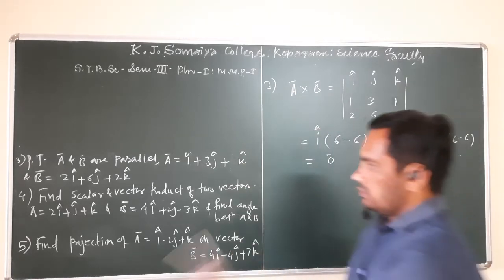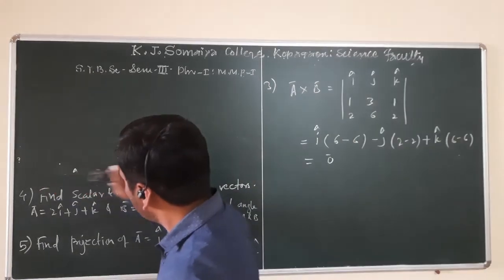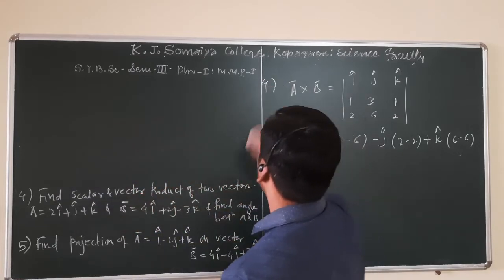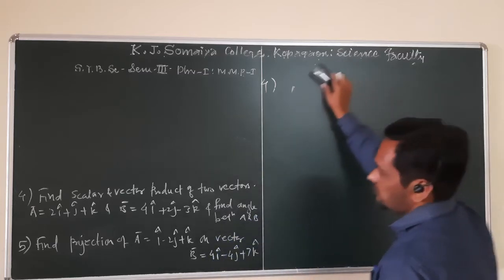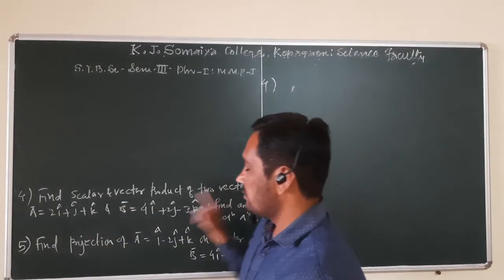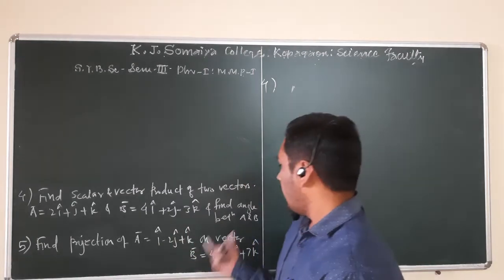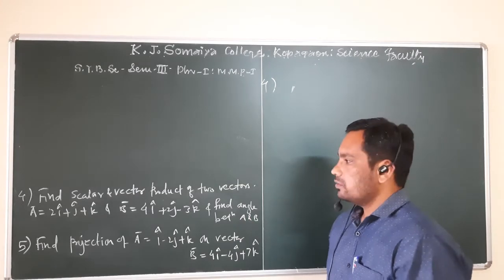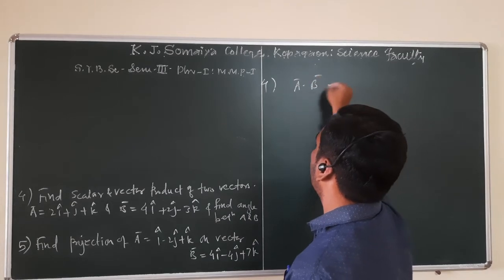Okay. The next, moving to the next problem, which is problem number 4. What is that problem? Find the scalar and vector product of two vectors if vector A is like this and vector B is like this. And the next one is to find also the angle between A and B. Okay. So first of all, their dot product, vector A dot B.